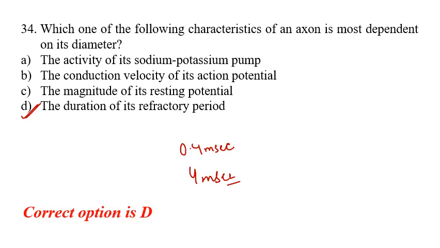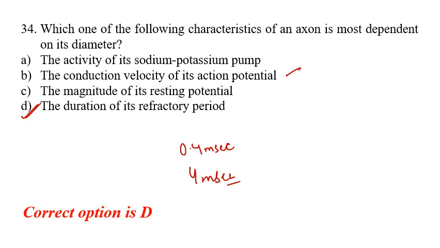In this question, some students get confused that the option may be conduction velocity of its action potential. Yeah, of course, the diameter of axon also affects the conduction velocity of an action potential, but this factor is most importantly dependent on the myelination or the unmyelination of the axon, but the duration of the refractory period is exclusively dependent on the diameter of the axon.